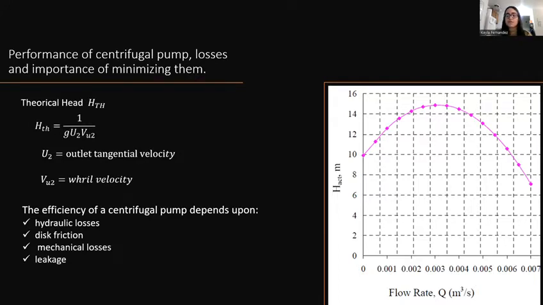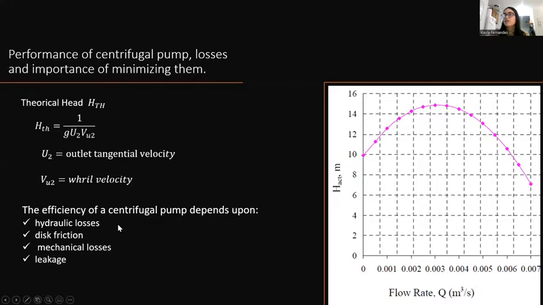The performance of a centrifugal pump is described by a graph plotting the head generated by the pump over a range of flow rates at constant speed, like you can see in this graph over here. We have the theoretical head, which is also called Euler's head, and the equation that describes it is 1 over gravity times outlet tangential velocity times the real velocity.